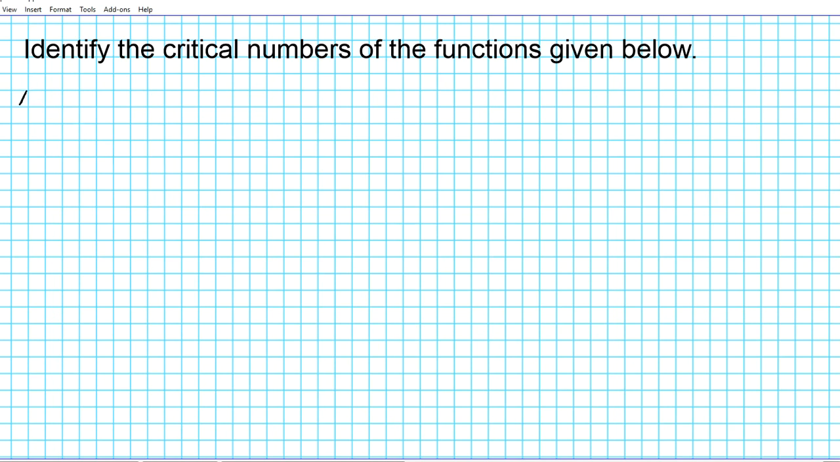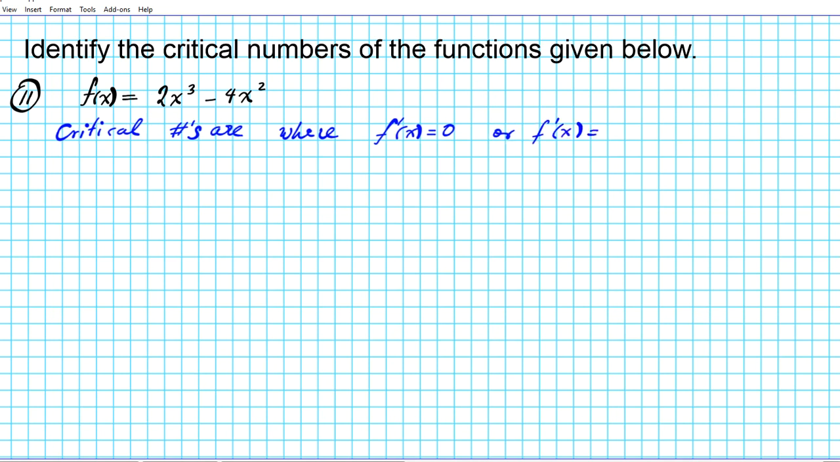Okay, let's start with problem 11. Let's say we have the function f of x equals 2x to the third minus 4x squared. The task is to identify the critical numbers. So how do you find critical numbers? The critical numbers are where the derivative is equal to 0 or the derivative does not exist. Alright, so that's what we're going to be doing.